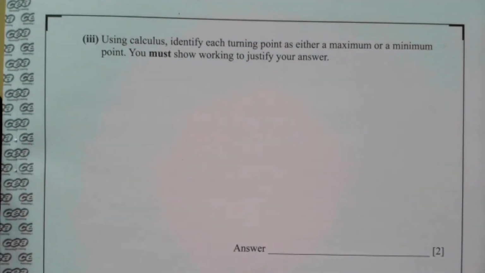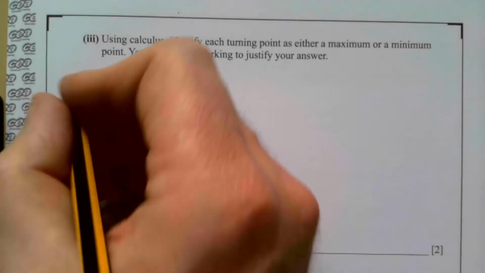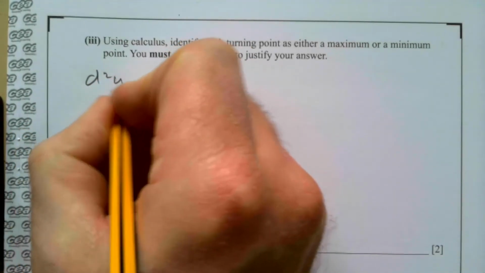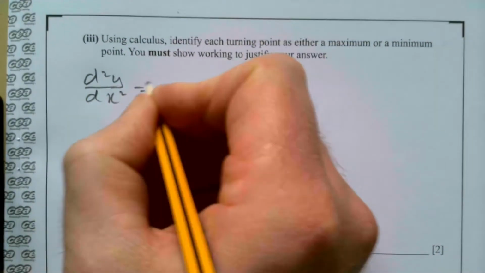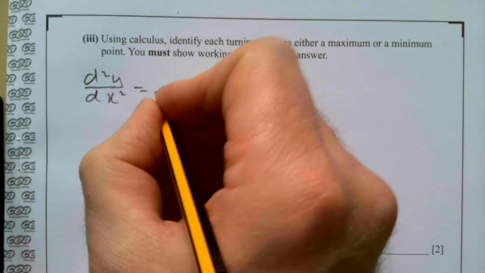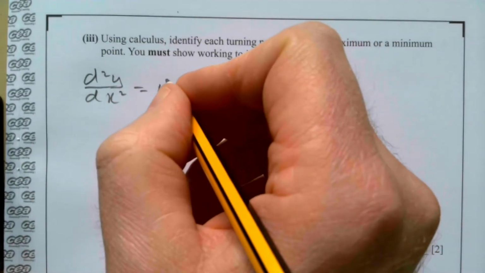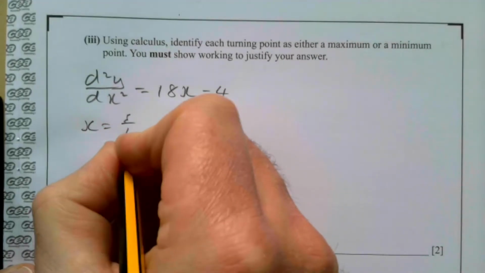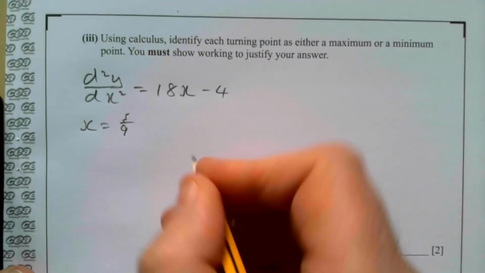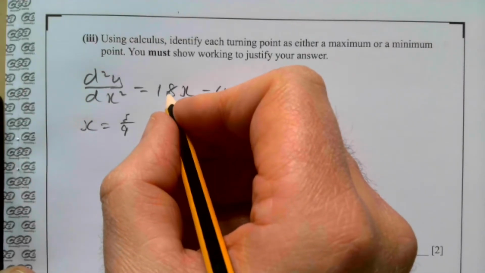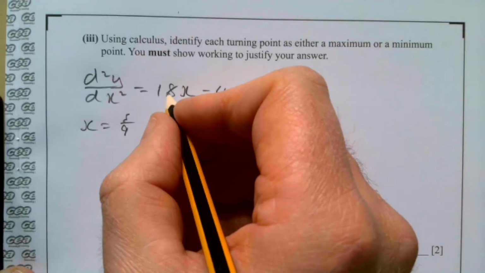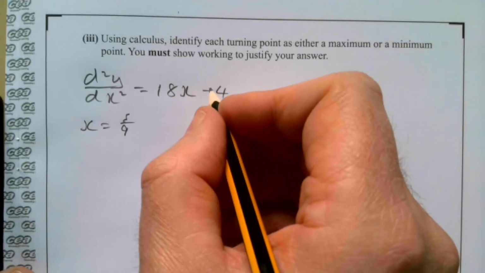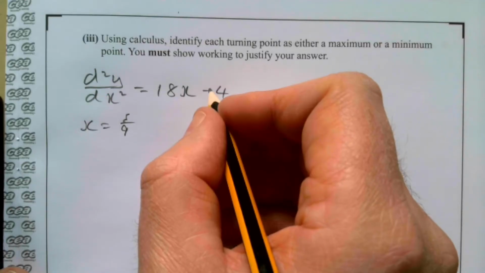Using calculus, identify each turning point as either a maximum or a minimum. You must show working to justify your answer. So we need to find d2y by dx squared. So we're going to differentiate our term again. So it's 9x squared, so it's going to give us 18x whenever we differentiate that. Minus 4x gives us minus 4, and the 5 then is just going to disappear. When x equals minus 5/9, we are going to have 18 divided by 9 multiplied by, so it gives me 2 times the 5, isn't it? So that's a 10, take away 4, is that a 6? I think. Minus 5/9.